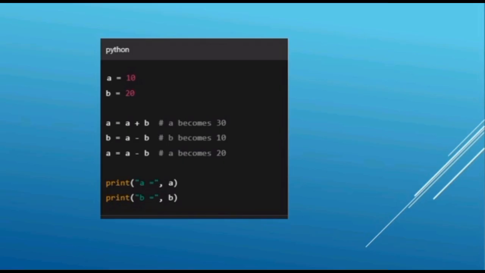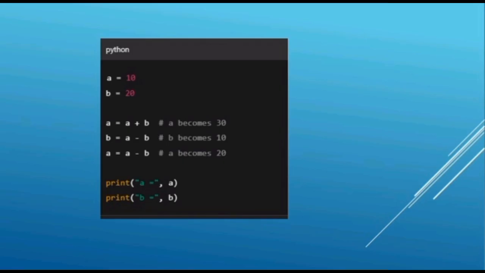Next, see the next line, b equals a minus b. What is the a value now? We have updated the a value to 30. So 30 minus b, which is 20. 30 minus 20 becomes 10. So here is the output, b equals 10 now. We needed b equals 10, right? Next, a equals 20 is what we need.